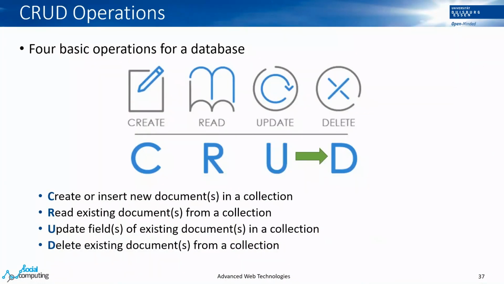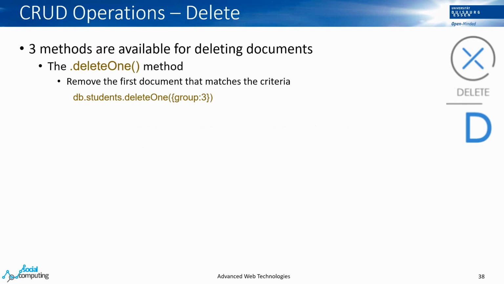So the next step is to delete a record. In order to delete a record, there are also 3 methods available. Similar to insert, we have delete one, which removes the first document that matches the criteria. For example, if we say students.deleteOne group 3, then the first document which appears for this criteria will be deleted. Let's say we have 4 people in the group, then it will delete the first user who was added.